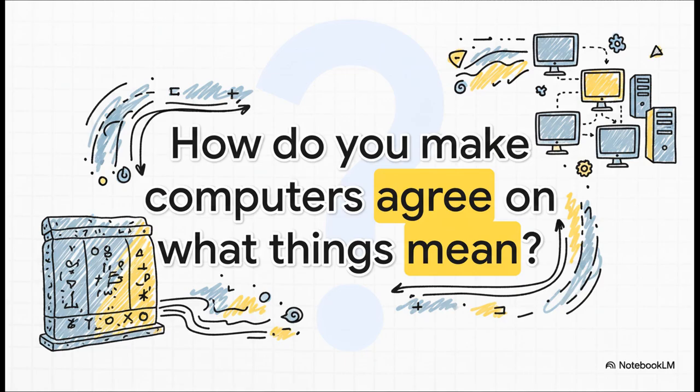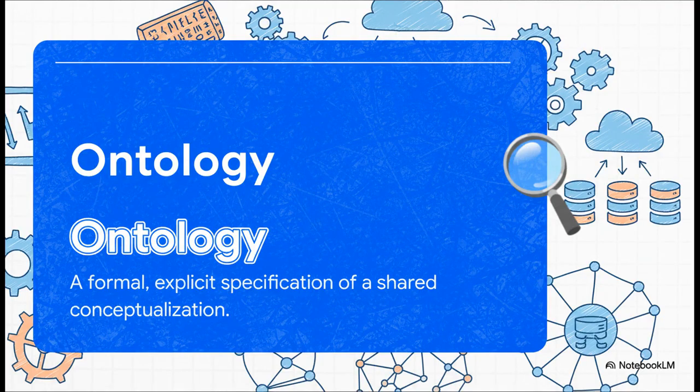And that right there is the multi-billion-dollar question. How do you solve that problem? How do you get all of these different systems to finally speak the same language? And that's where the ontology comes in.